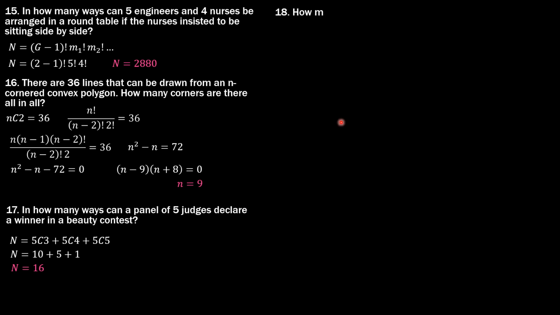Then problem 18, how many subsets are there in the set STILHOP? So there are 2, 4, 6, 7. The formula is 2 to the n number of subsets, and 2 to the 7 is 128.